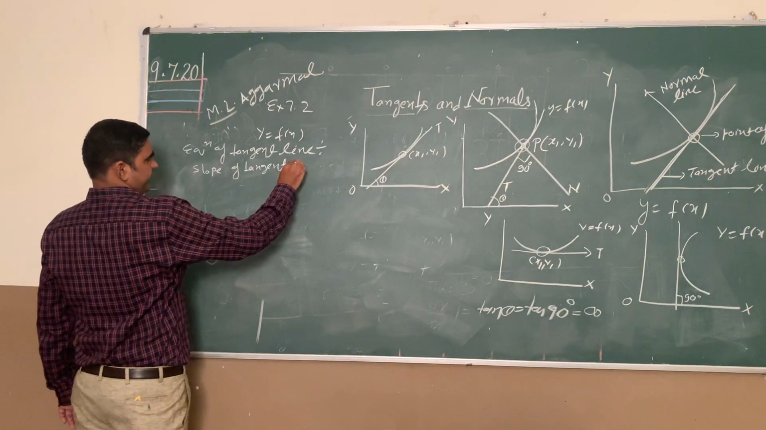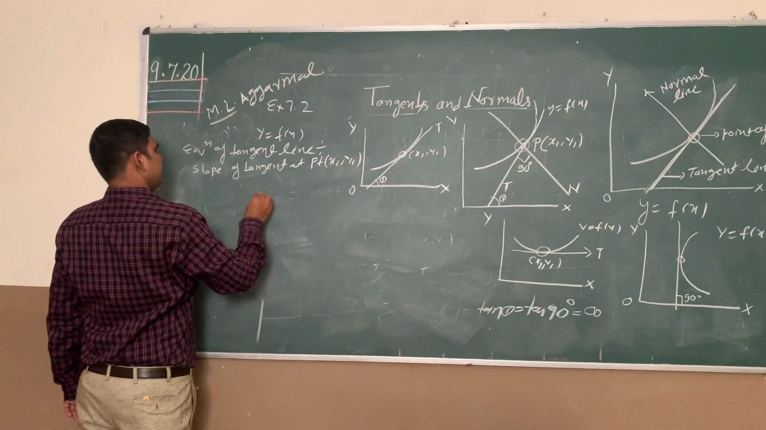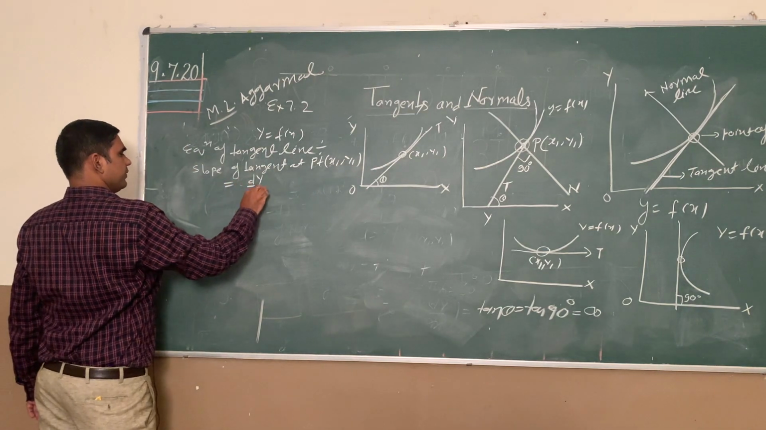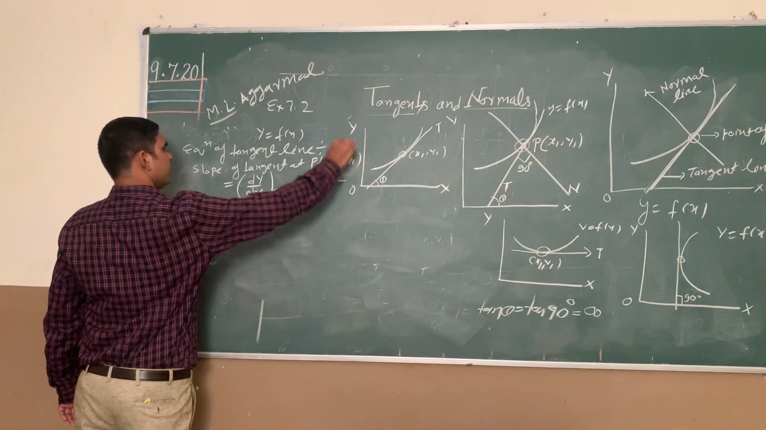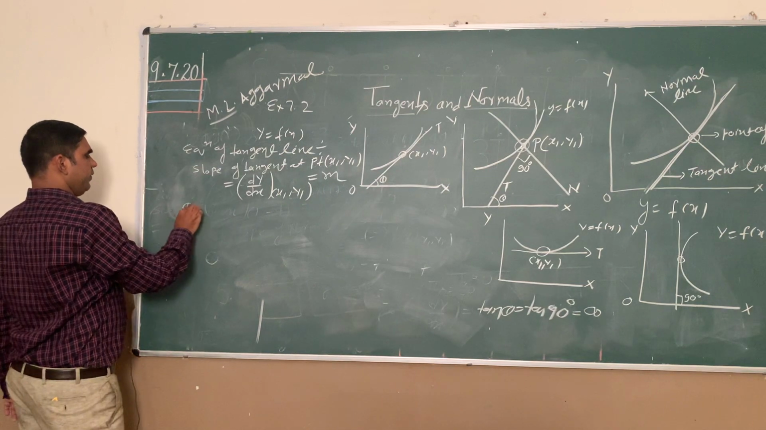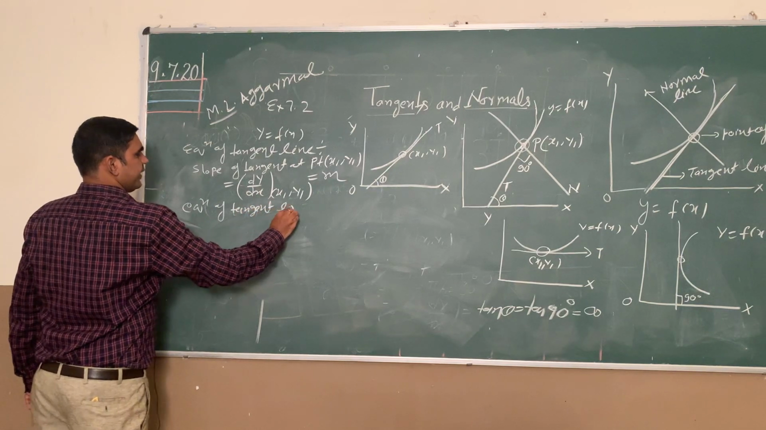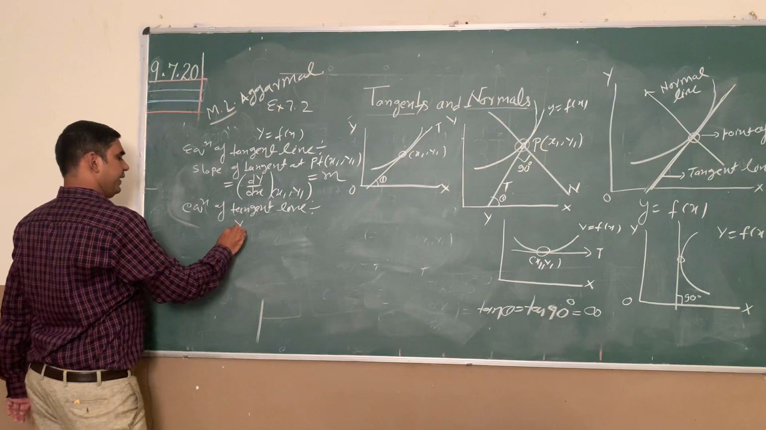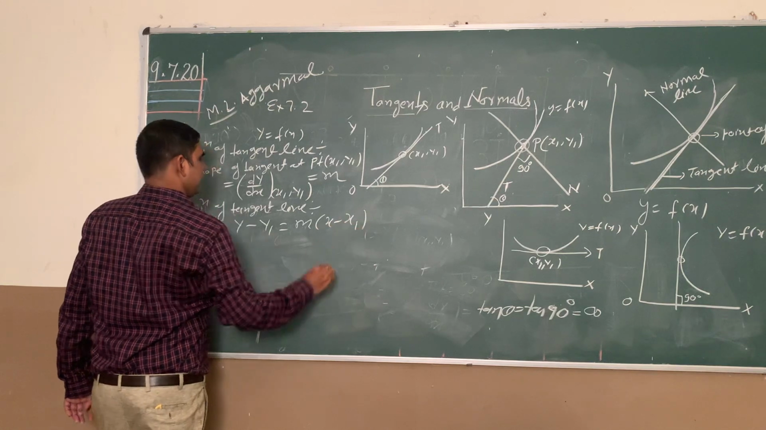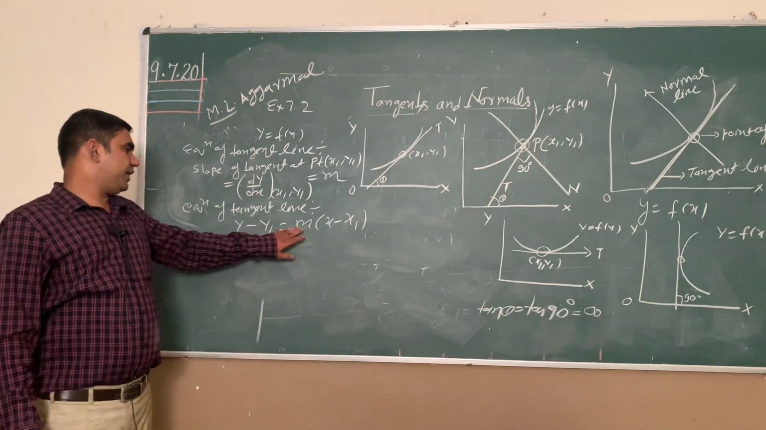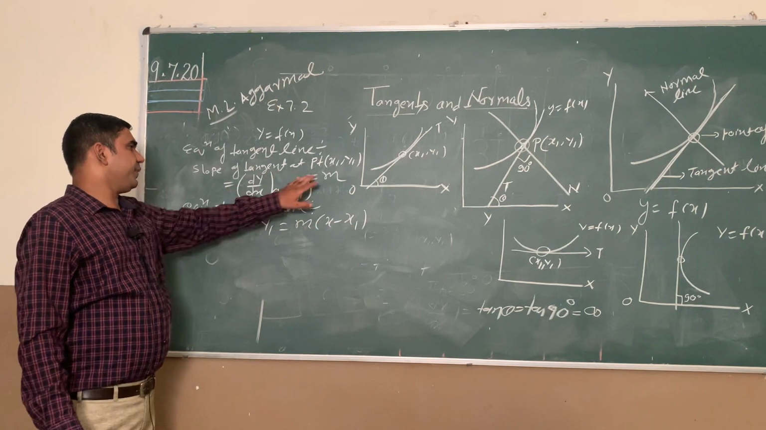And the slope of the tangent at a particular point, say x1 comma y1, will be dy by dx at the point x1 comma y1, and that will be equal to m. Now the equation of the tangent line is y minus y1 equals m times x minus x1, where m is the slope of the tangent at a given particular point.